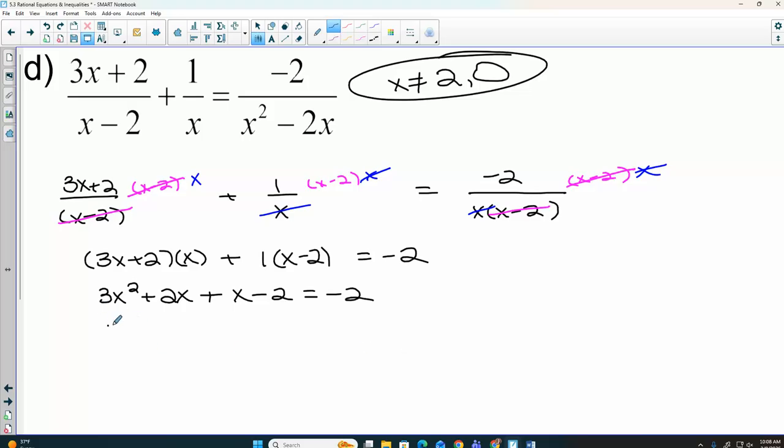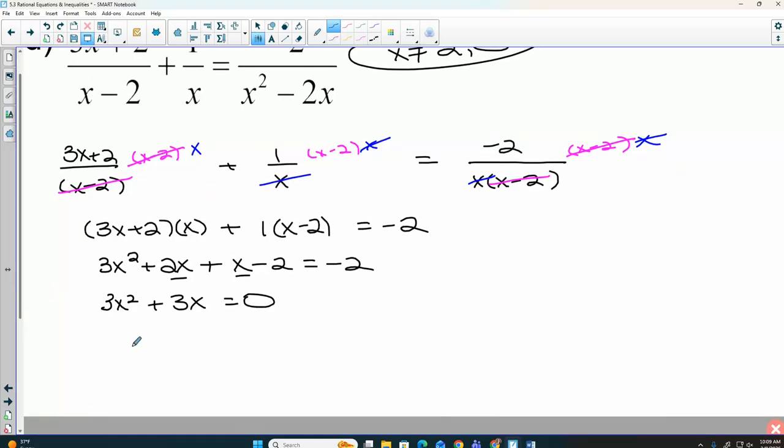Right. Combine like terms. So we get 3x. When I add my 2 over, those cancel. So now what could we do? And that leaves us with x plus 1. So what do we get for our answers? 0 and negative 1.